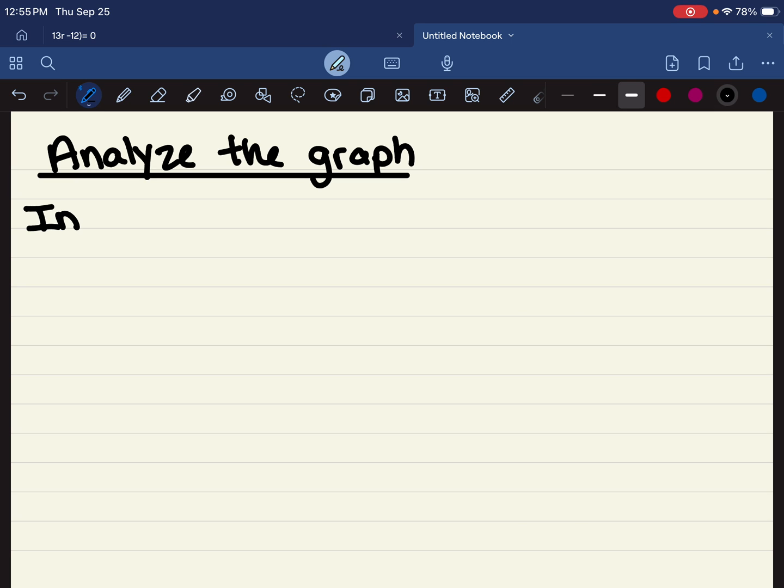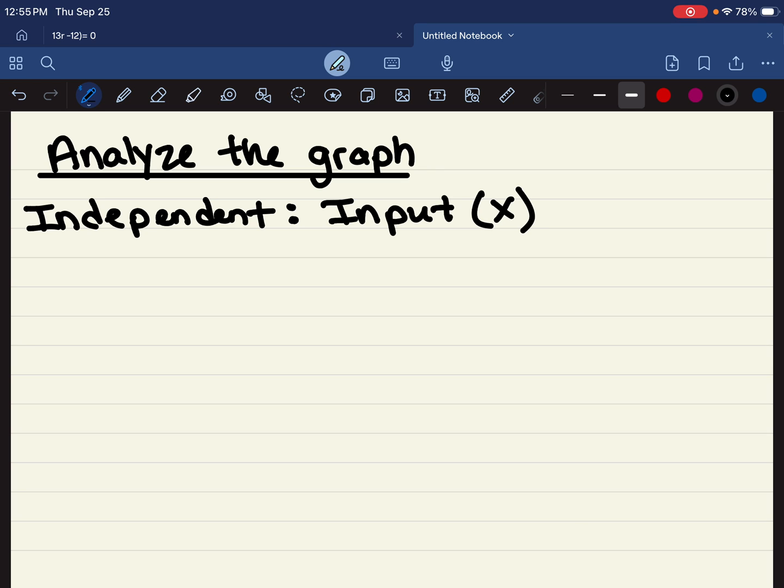Okay, when we talk about analyzing graphs, there's two things we're going to do. We're going to talk about independent and dependent variables, and then we're also just going to talk about what might be happening in the graph, okay? So first, independent variable. Independent is always going to be your input, which is an x value, okay? The input determines your output.